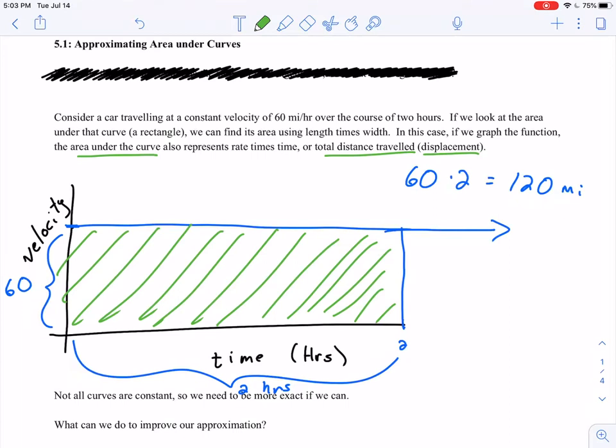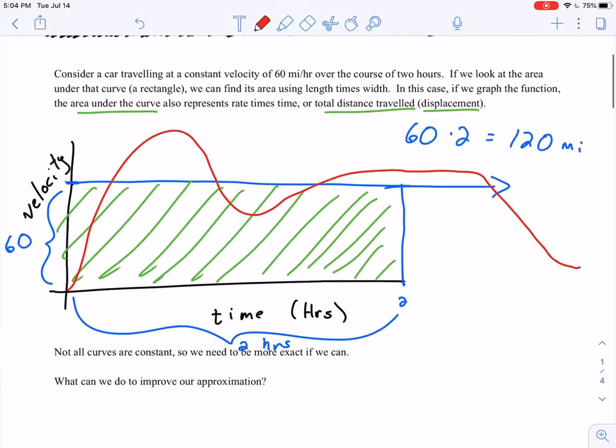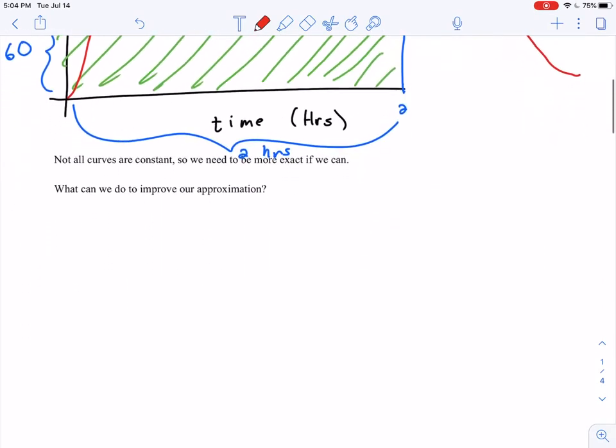But the problem is that we're not always traveling at a constant velocity of 60 miles per hour. What if our velocity changes over time, right? There's going to be times when we need to slow down, times we need to speed up. So your velocity function might be all over the place. Might hover at some point and then go down, and then your velocity function is just not going to be a straight curve most of the time. 99.999% of the functions, the vast majority, almost every single function we look at is not constant. At least all the interesting ones aren't. So we need to think about how we can look at area under curves here.